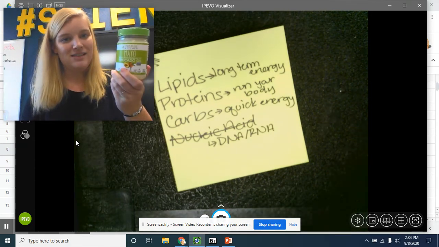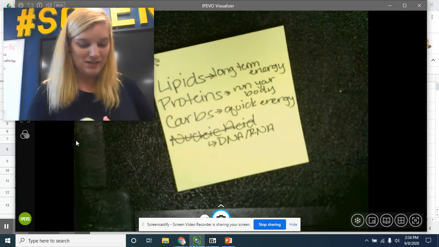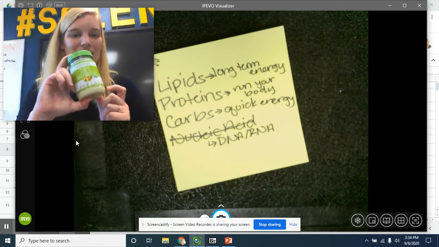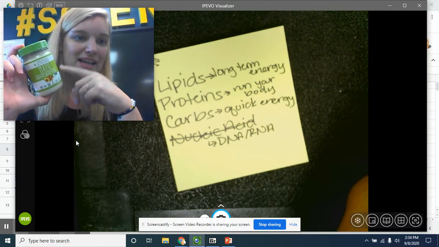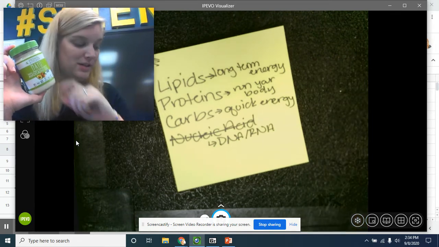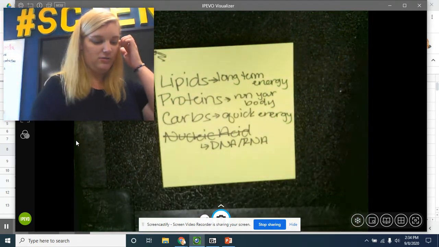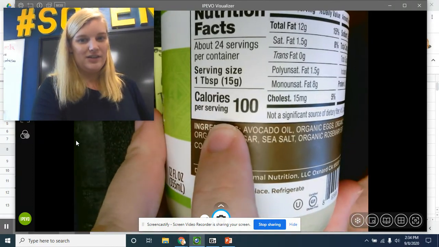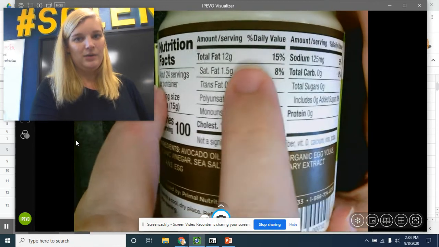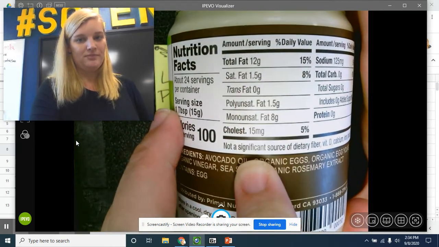Mayonnaise. This is special avocado oil mayo because I had it in my fridge. But mayonnaise is typically made with an egg base, and it is considered a fat. So because it's considered a fat, it's going to fall under our lipids or long-term energy category. So we have a decent amount of calories here, and we also have a really good amount of fat, which is that long-term storage.